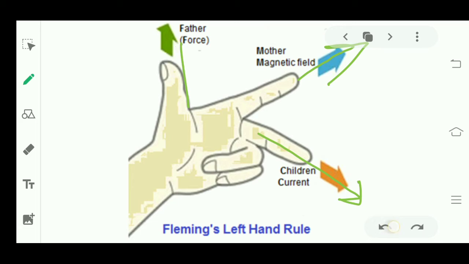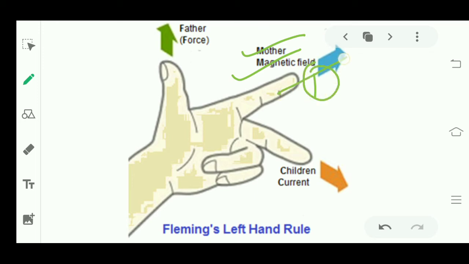Fleming's left hand rule is like this. M for mother and M for magnetic field: your first finger is in the direction of mother, where mother is going, and your second finger is in the direction of children, where children is going. That means C for children, C for current. Okay, where children are going, right?